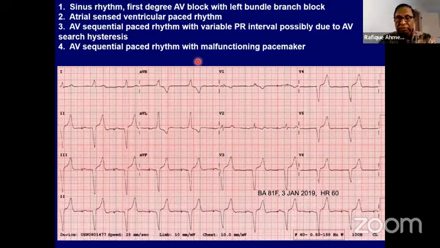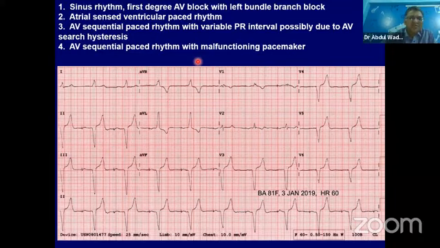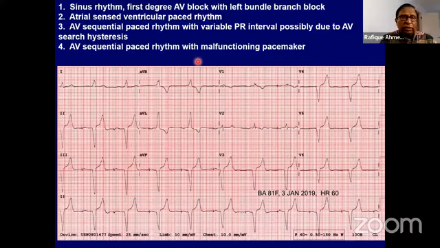Yeah, so the majority answered correctly. And B is also not correct because there is always an atrial pacing spike before each QRS complex. So what's happening here, if you look at the PR interval here, it is long, and then gradually it gets short.